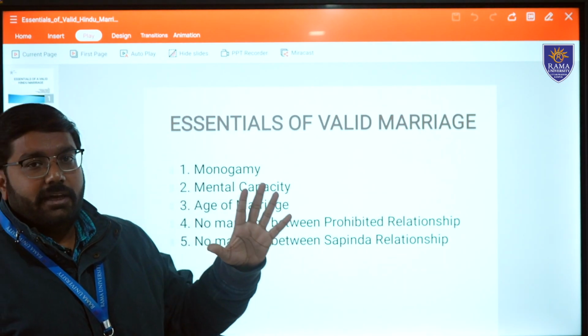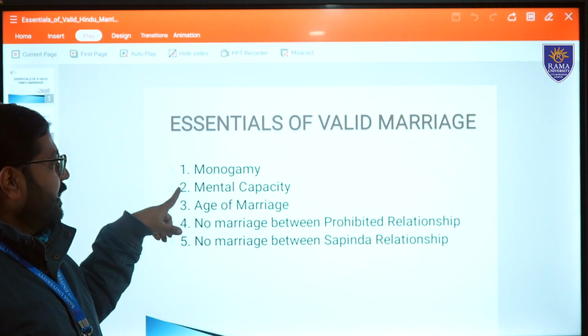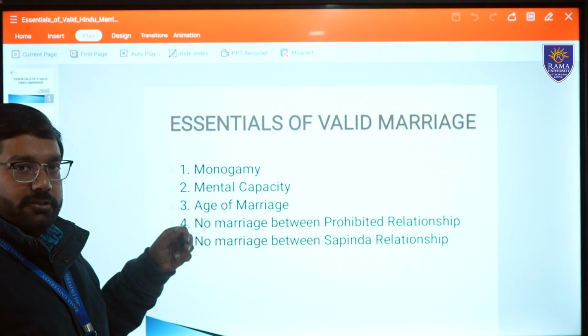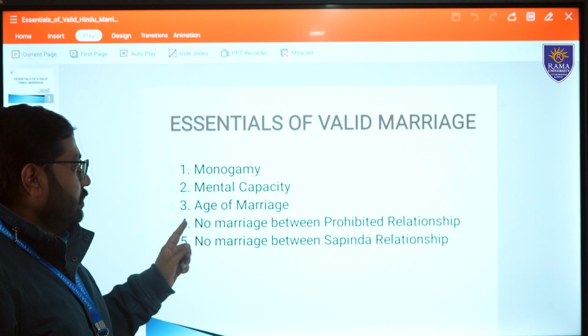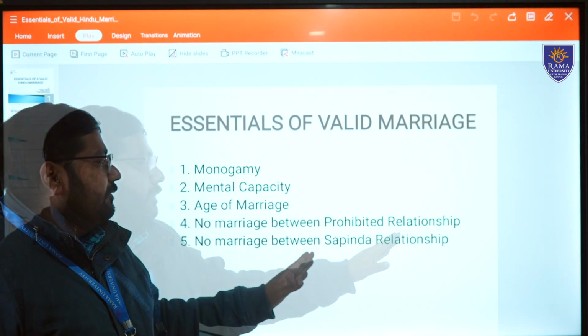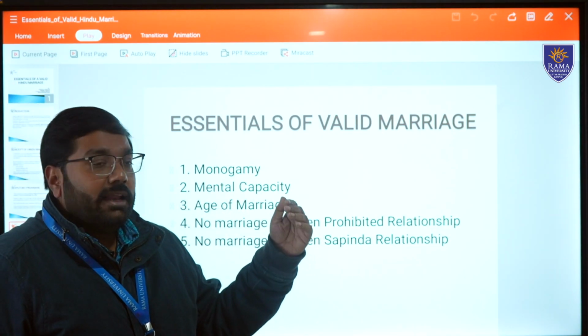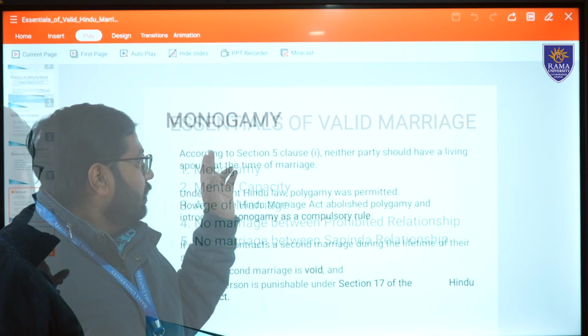Now, what are the essentials of a valid marriage? There are basically 5 essentials of a valid marriage. First, monogamy. Second, mental capacity. Third, age of marriage. Fourth, no marriage between prohibited relationships. And fifth, no marriage between Sapinda relationships. Further, we will move on and elaborate these points.